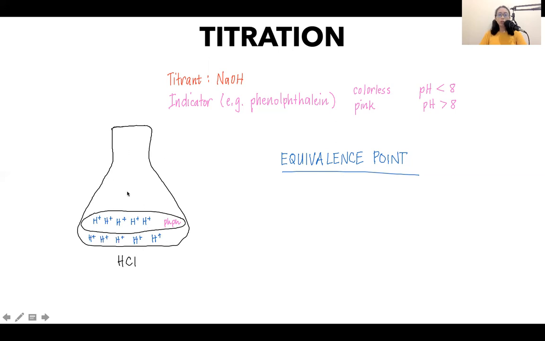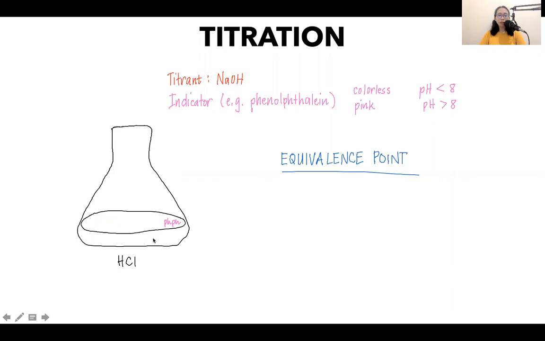Again, we will slowly add the titrant sodium hydroxide, which will slowly neutralize the hydrogen ions. One by one, your hydrogen ions will be neutralized. Now, as long as the solution is acidic, our phenolphthalein will remain colorless. So we add, slowly neutralizing the hydrogen ions.